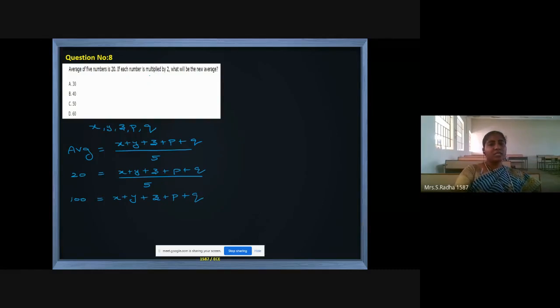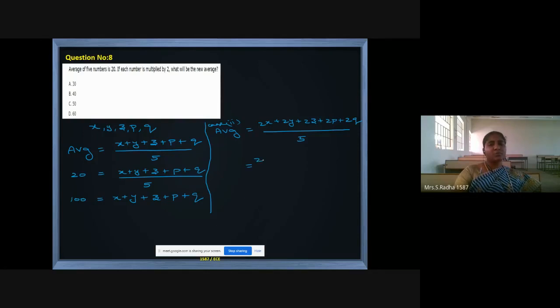Now, each number is multiplied by 2. In that case, what is the average? Each number is multiplied by 2 means numbers will become 2x, 2y, 2z like that. Now coming to case 2, average is nothing but 2x, 2y, 2z, 2p, 2q. These are the numbers, but we are adding 5 numbers only. In that case, what will be the new average? We have to get the value of the new average.